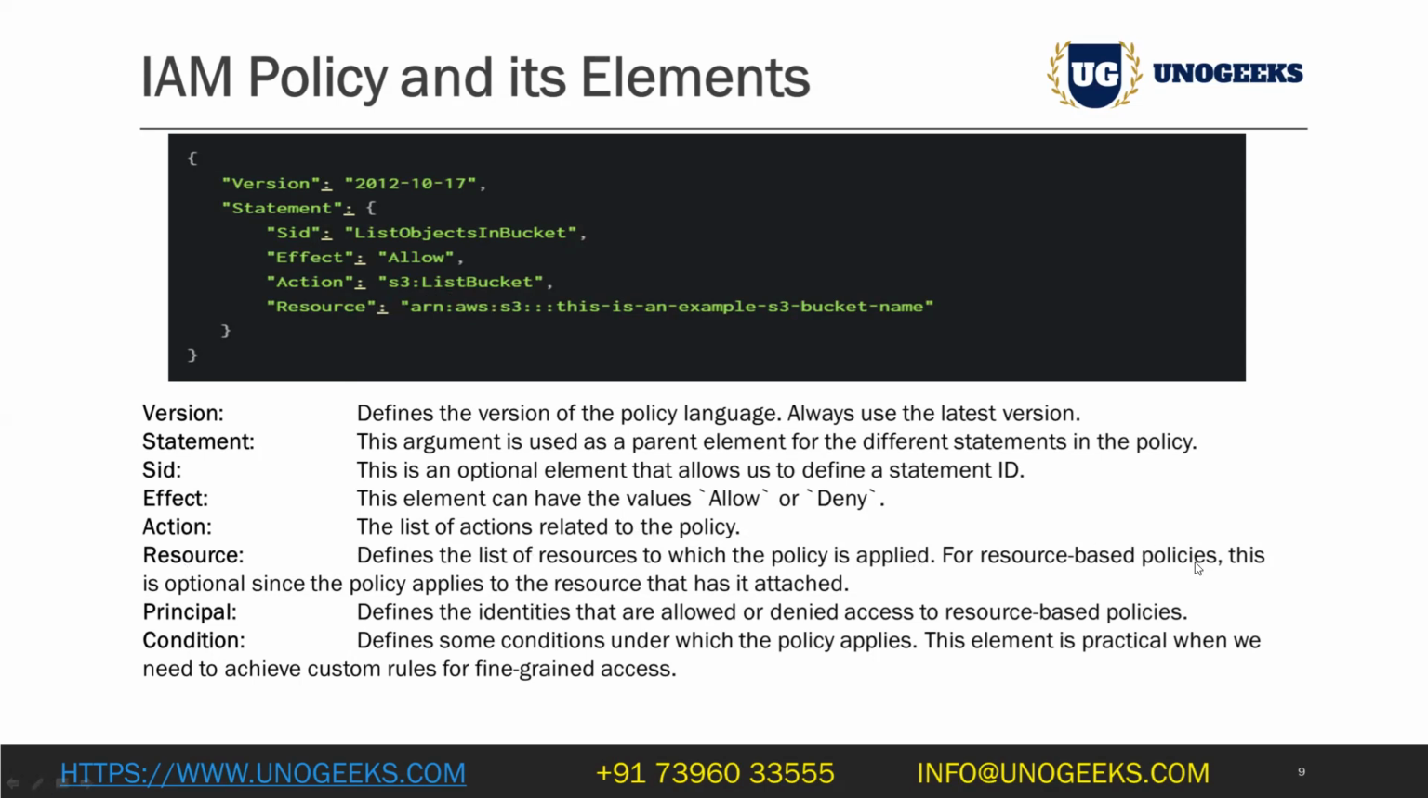Resource defines the list of resources to which this policy applies. For a resource-based policy, this is optional. See the example, this is actually an ARN. ARN is nothing but an Amazon Resource Name. Under that they put the S3 bucket name. So whichever user or group this policy is attached to can access this bucket. This is actually a simple policy.